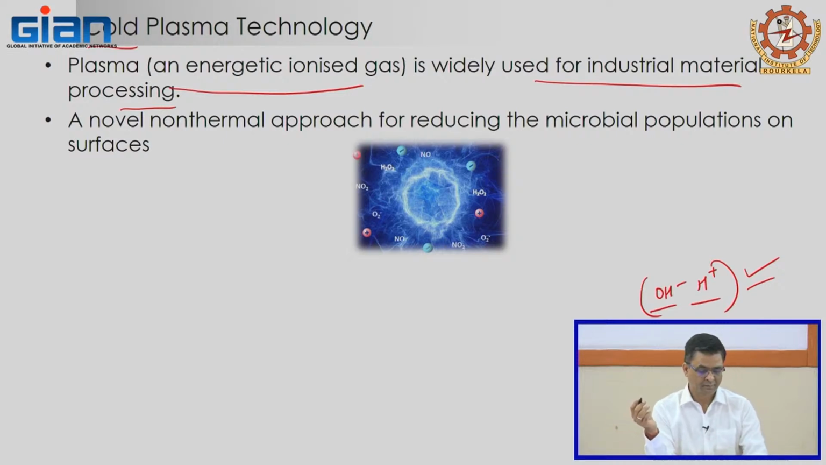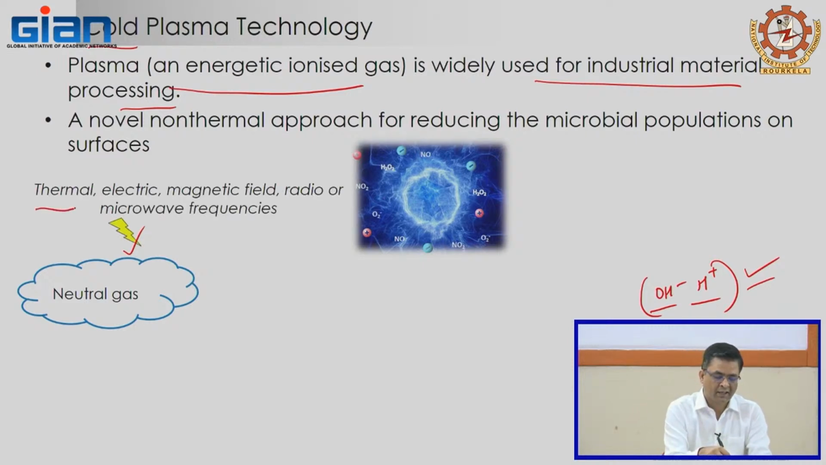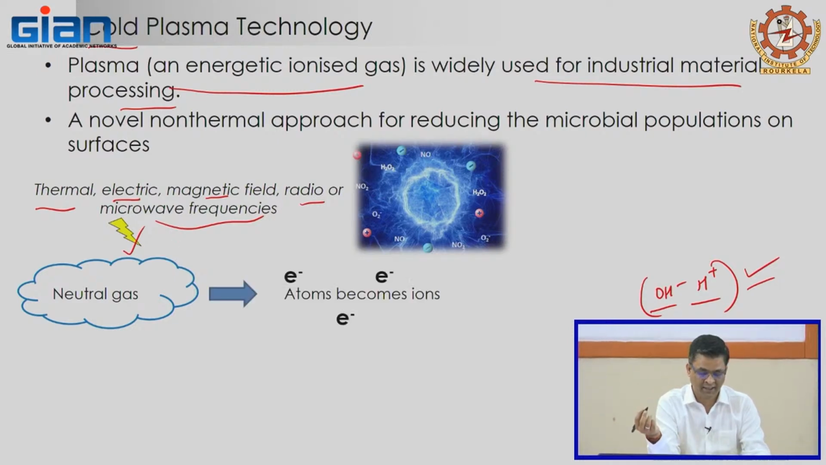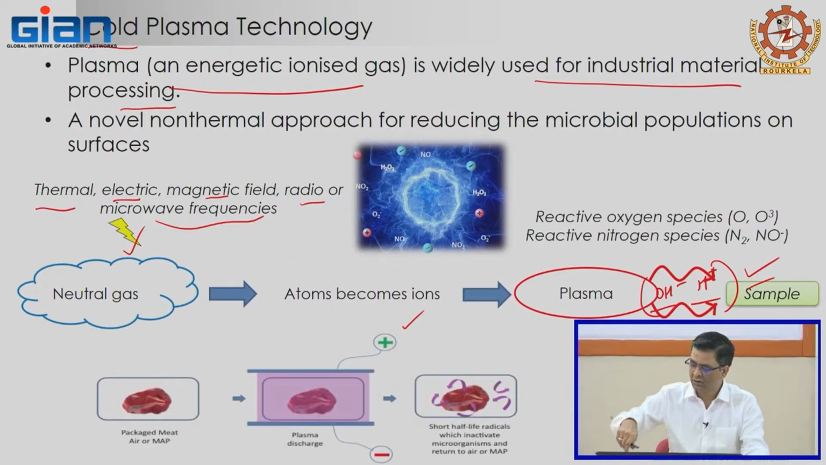That's a challenge. You take any neutral gas, whether it's air, CO2, oxygen, hydrogen, helium, nitrogen, any of those gases, and we give heat treatment. If you heat the gas, it can be broken down. It's not just normal boiling of the gas, it will convert. Or electric, that is voltage, magnetic field, radio or microwave frequencies. Any of those techniques can break the gases into ions. Then it becomes ions and you get your plasma.